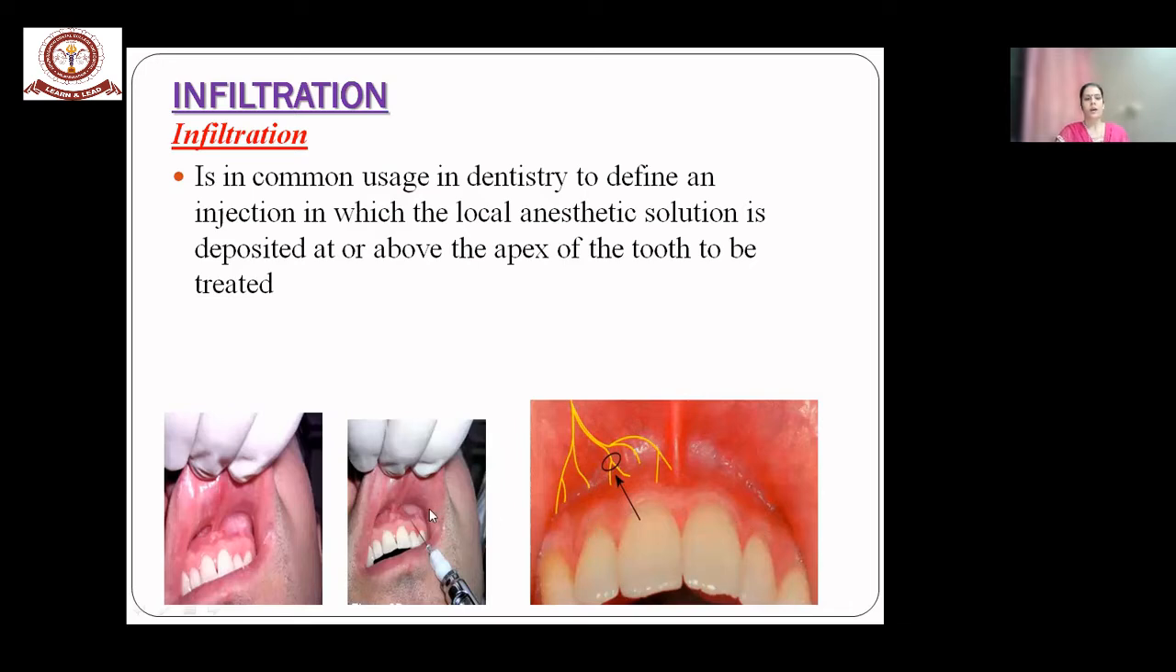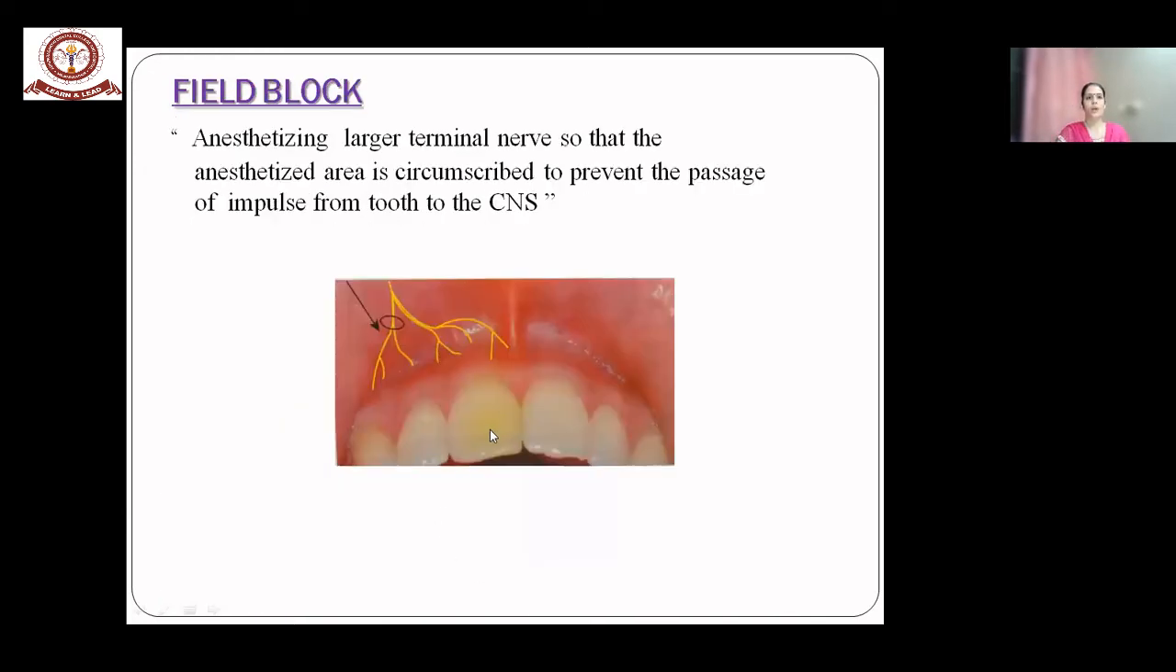So for the technique of anesthesia, you should approach at or above the apex of the tooth to be treated. The field block is the other term, that is, it's anesthetizing the large terminal nerve so that the anesthetized area is circumscribed to prevent the passage of impulse from the tooth to the CNS. That is also, it anesthetizes the terminal nerve branches. In general, the infiltration and the field block are one and the same because they anesthetize the large terminal nerve branches or dental plexus circumscribed to the particular region.